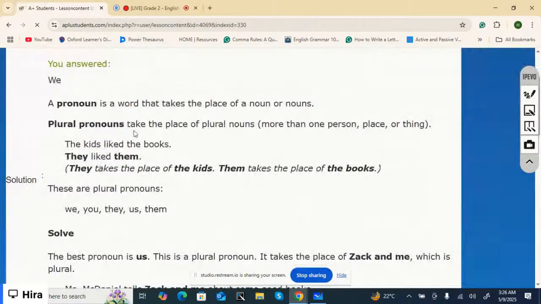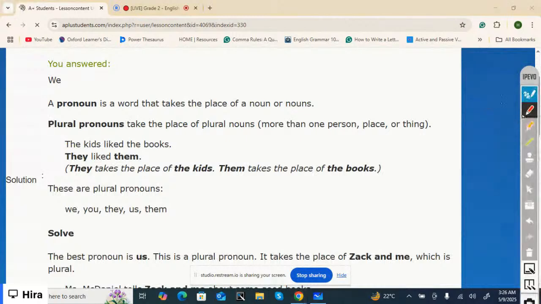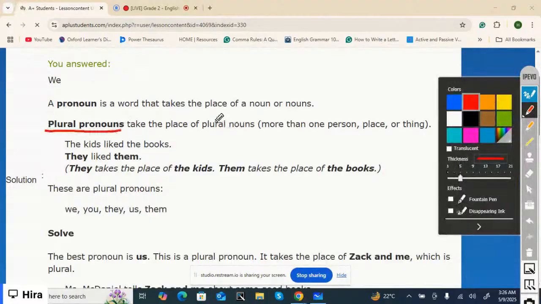Plural pronouns take the place of plural nouns. As we read about singular pronouns, it's almost the same because it makes sense. Plural pronouns take the place of plural nouns. And what are plural nouns? Names of more than one person, more than one place, or more than one thing.